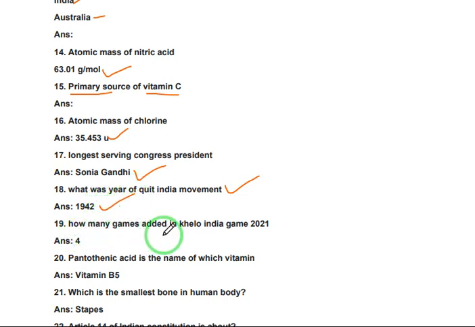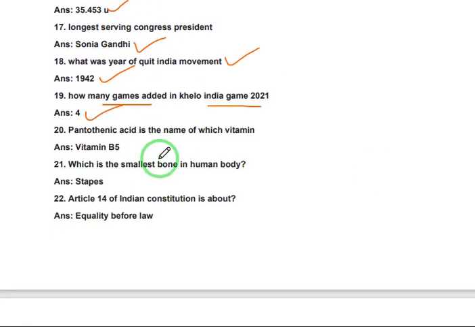How many games were added in Khelo India Games 2021? That is 4 games added. And pantothenic acid is the name of which vitamin? That is vitamin B5. And which is the smallest bone in the human body? Stapes is the smallest bone in the human body.